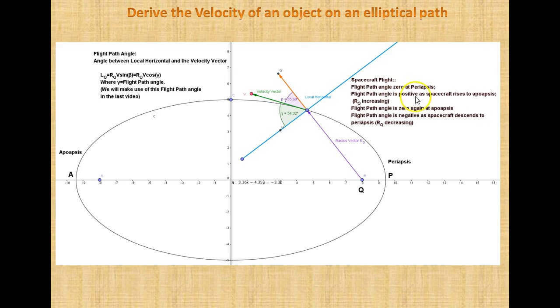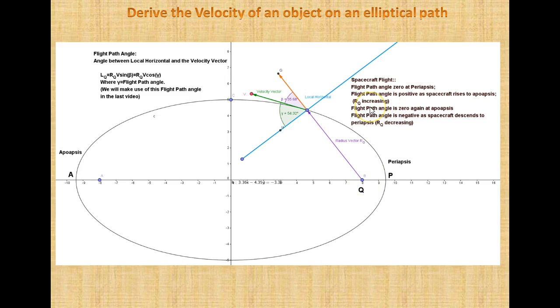The flight path angle is positive as the spacecraft rises to apoapsis. The spacecraft is coming from periapsis, and it's considered to be rising towards apoapsis, and the flight path angle is positive. As you can see, the flight path angle is above the horizon. So RQ is increasing. From Q going towards A, RQ is getting longer.